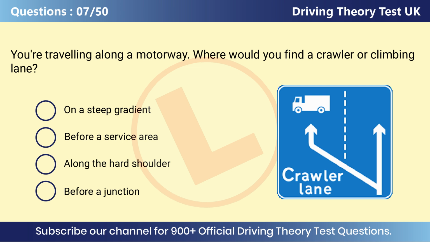Question 7. You're traveling along a motorway. Where would you find a crawler or climbing lane? A. On a steep gradient. B. Before a service area. C. Along the hard shoulder. D. Before a junction.